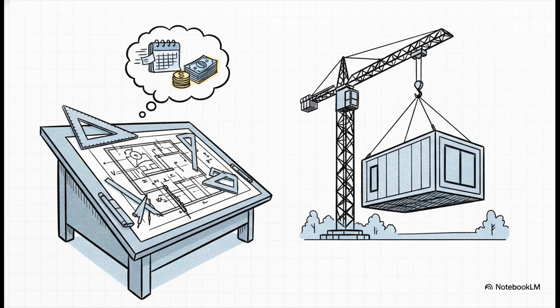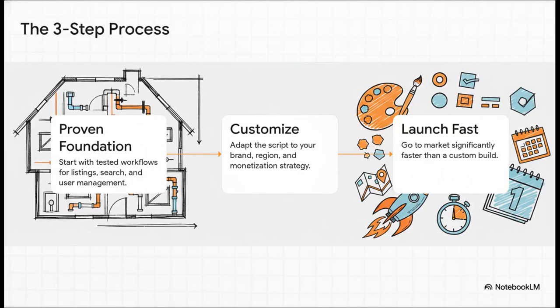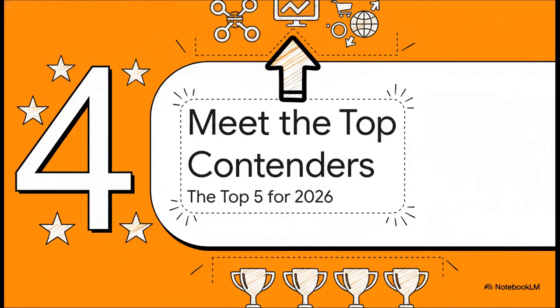The best way to think about it is like building a house. Sure, you could hire an architect and a big crew to build a custom home from the ground up, and that's going to take a ton of time and a ton of money. Or you could start with a really high-quality prefabricated model. And this breaks down that process perfectly. So, step one, you get a proven foundation. The plumbing, the wiring, the structure, it's all there, it's already been tested, it works. Then, step two, you customize it. This is where you pick the paint colors, the finishes, the layout. You make it uniquely yours to match your brand and your local market. And step three, you launch in a fraction of the time. It's just that simple.